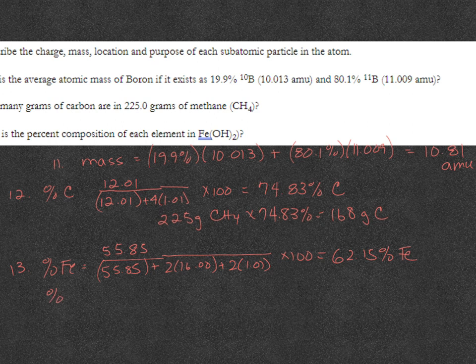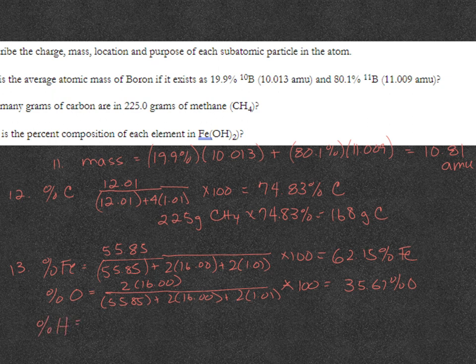The percent oxygen is going to be the mass of oxygen, which is 2 times 16, divided by the total mass, 55.85 plus 2 times 16, and then multiply that times 100, and I get 35.61. And then the percent hydrogen, I do exactly the same thing, but the top number is my amount of hydrogen. So 2 times 1.01 divided by the same value that's there. I'm just saving myself a little writing. Multiply by 100, and I get 2.24% hydrogen.